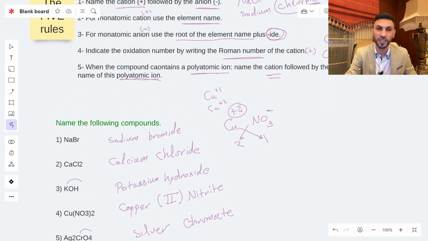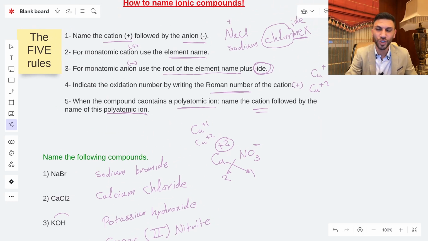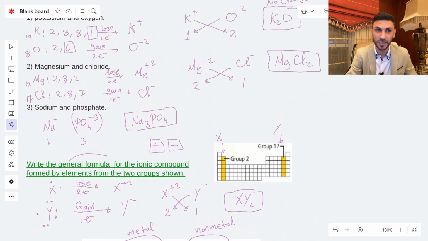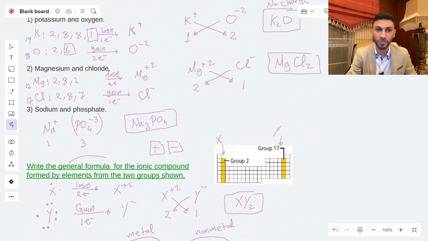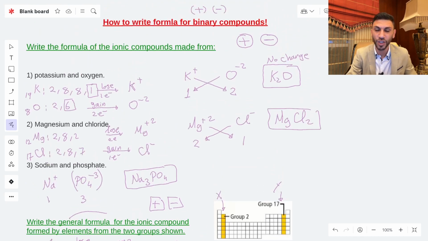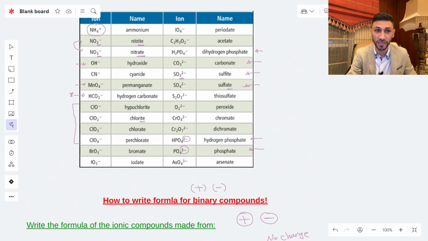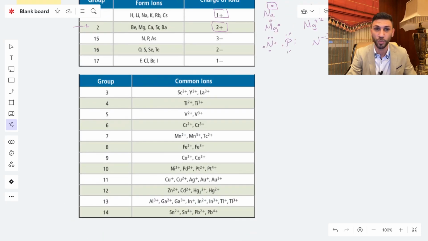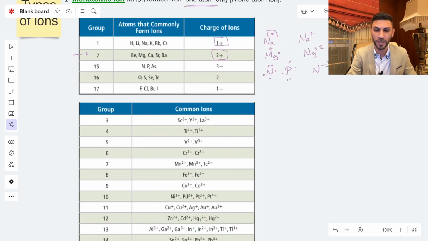I know that you will find it's too much memorizing, but I promise you, if you practice maybe 2 examples every day, you will memorize them. You will never make a mistake about them. All my students in grade 10 and 11, they never make a mistake about the polyatomic ions and the ions.